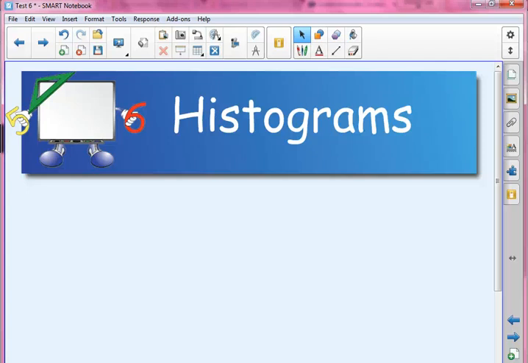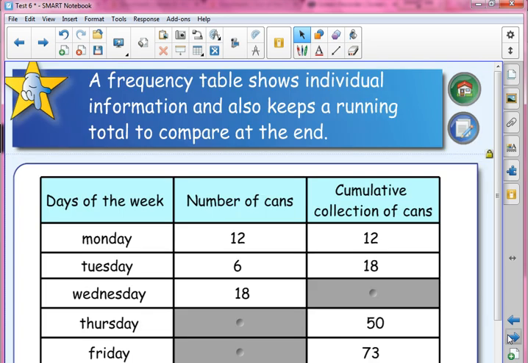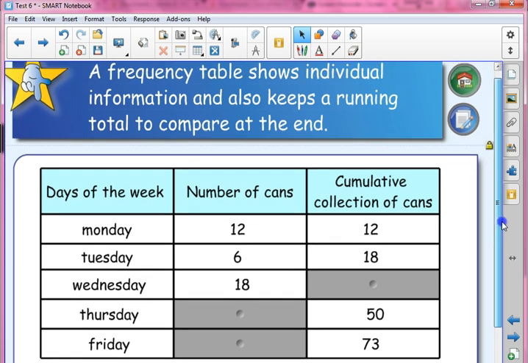Okay, I'm going to be doing histograms on the video, and then tomorrow we'll briefly discuss histograms, and then we'll do measures of central tendency traditionally in class tomorrow. So histograms. The first thing you need to know to do histograms is a frequency table.